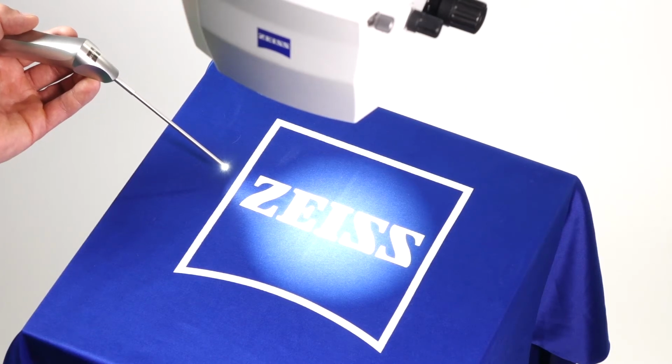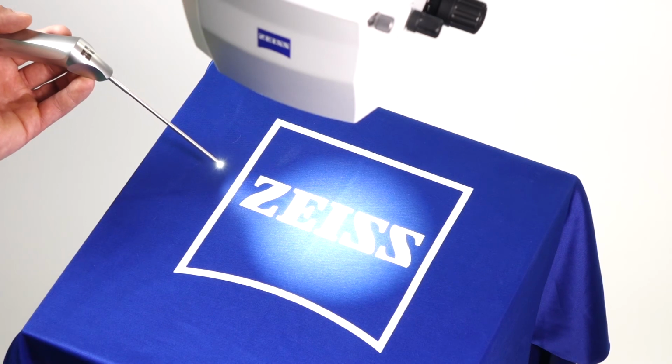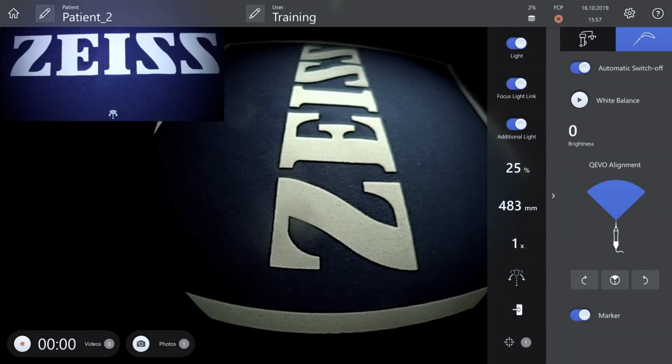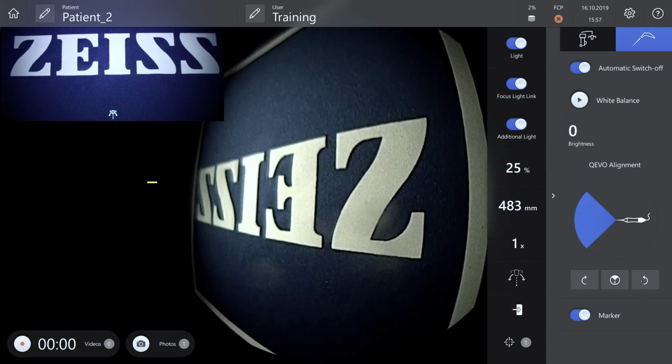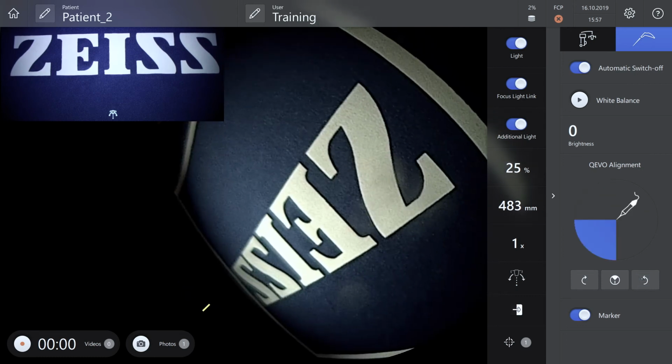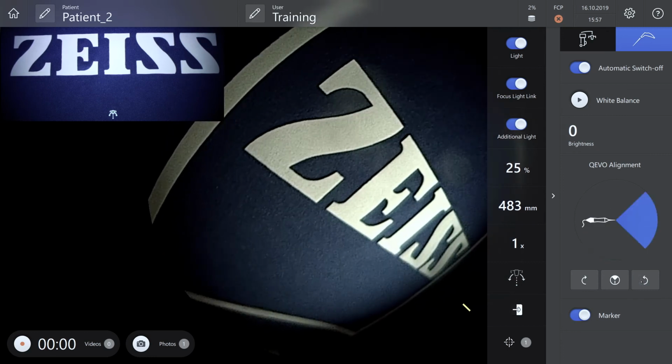In another clinical use case, the surgeon may hold ZEISS QEVO in the left hand to look at the right side of the surgical field. Before insertion, align the two views using the joystick of the right hand grip or directly via the user interface. The yellow marker appears as soon as the rotation is initiated.